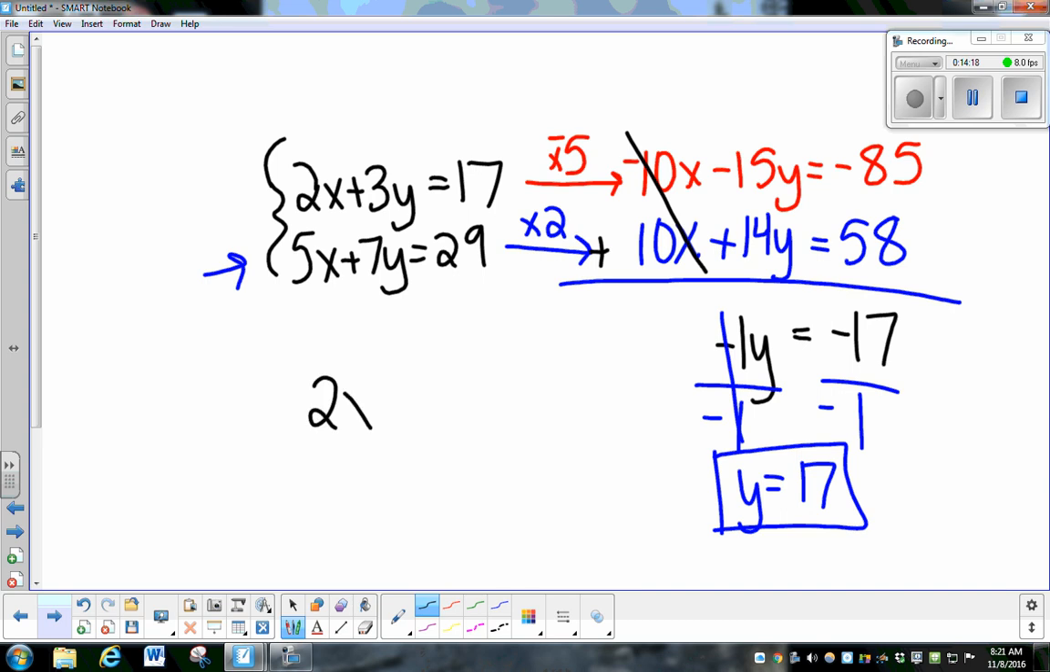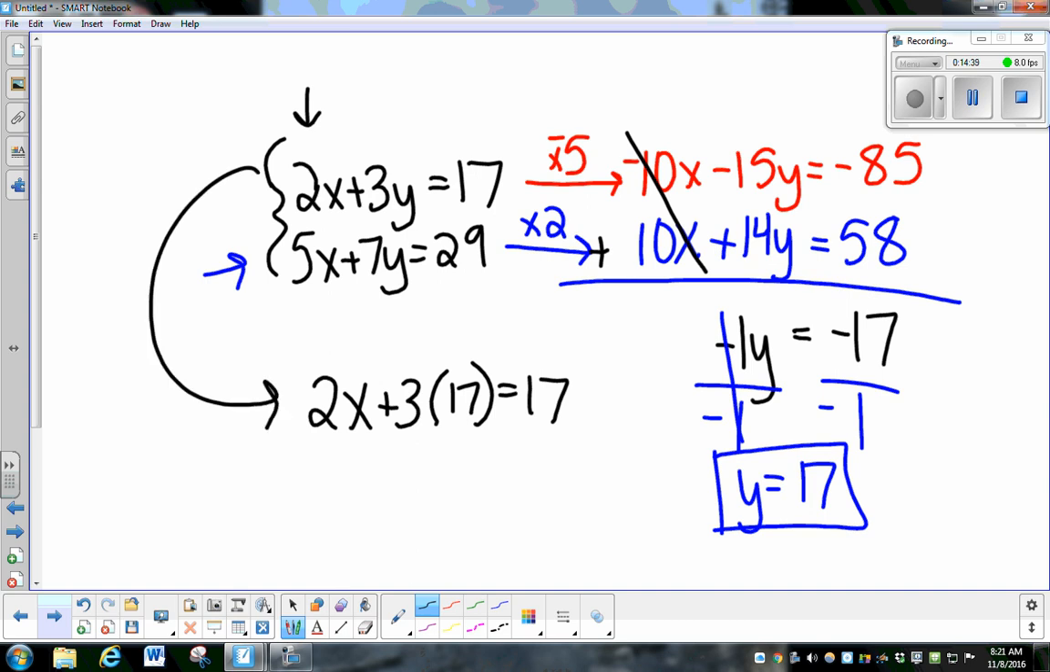So we've got 2x. I'm going to plug it in the top one. I just like plugging in the top one. And I'm thinking, okay, I have to do y times this number, so I'd rather do 17 times 3 instead of 17 times 7. So I've got 2x plus 3 times 17, that's my new y value, equals 17. That just comes from that top equation. I just plugged in my y. So now let's get x by itself. So I've got 2x plus, let's see, 3 times 17. 51.